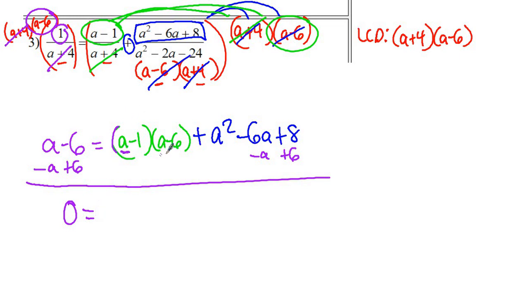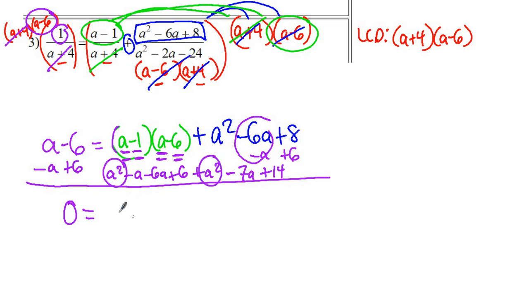Now we can FOIL this right here, so a times a would be a squared minus 1a, and then the outsides would be minus 6a, and then negative 1 times negative 6 is positive 6. We have plus a squared. This right here, minus 6a minus a would be minus 7a, and then 8 plus 6 is 14. So let's simplify this. We have a squared plus another a squared would be 2a squared. We have minus a minus 6a, that's minus 7a, minus another 7a right there is minus 14a. And then 6 plus 14 is 20.